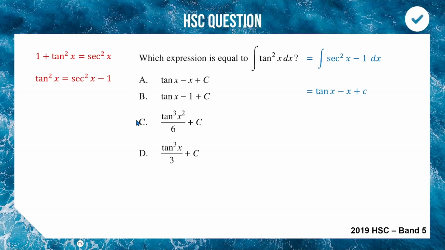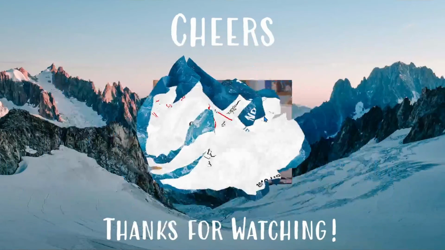So if you did this yourself, or you cheated, and you looked it up, and you got the answer was option A, you're a genius. You're a band 5 certified genius. Congratulations. Enjoy your weekend.